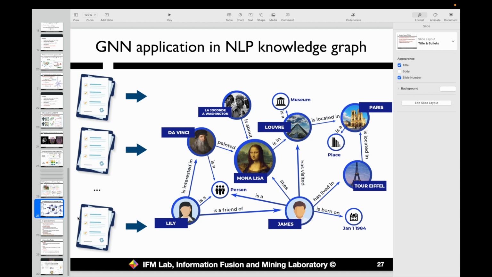We also have some more application tasks to be studied in the next lecture. We will introduce the detailed architecture, how to build a GNN model for studying some specific problems in the next part.